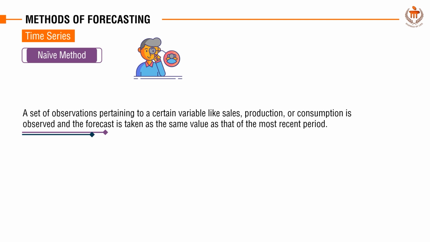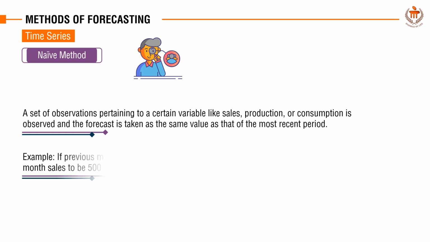In time series forecasting, the naive method is a simple yet commonly used approach where the forecast for the next period is assumed to be the same as the value of the most recent observation. This method is based on the assumption that the data does not exhibit any trend or seasonal pattern, making it particularly effective for stable time series where fluctuations are minimal.